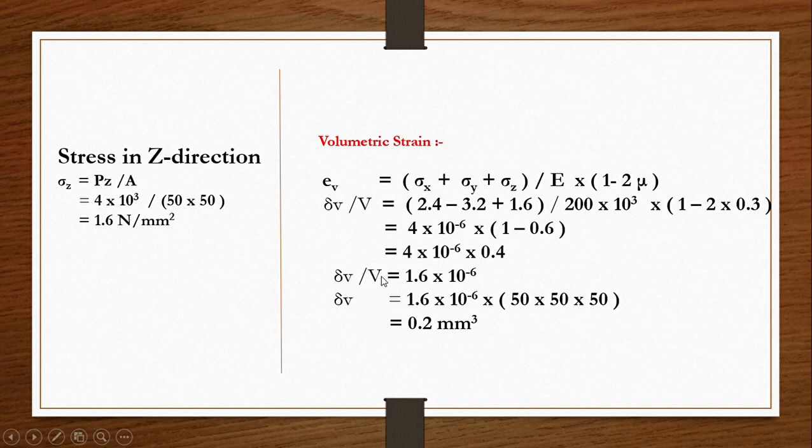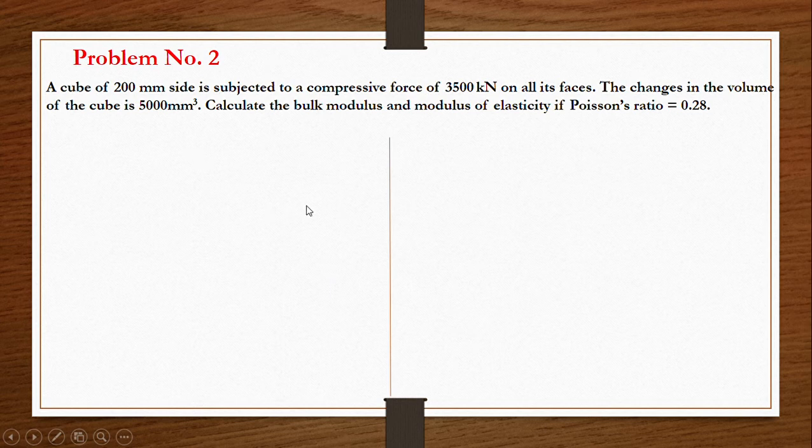So what we will do, the value of V is the total volume. So here what is divided will get shifted to the right hand side, where we will multiply. The volume of a cube is side cube, that is 50 into 50 into 50. So volumetric strain will be 0.